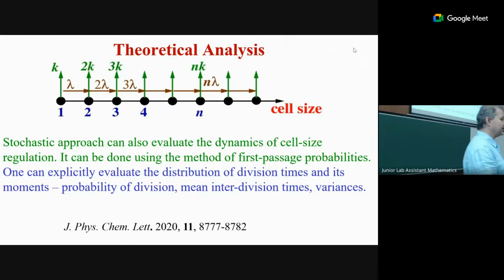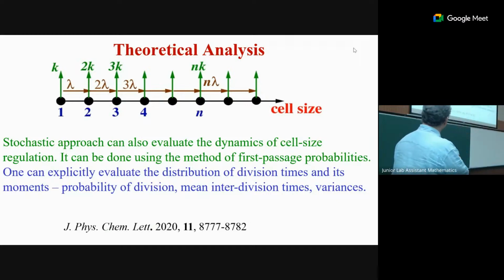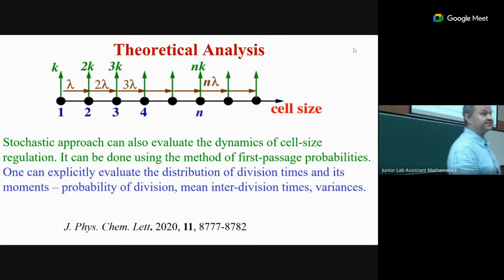By the way, people believe that cancer cells, for example, do not follow this adder principle. But cancer cells are too heterogeneous. There are too many different types, but there are observations that they do not follow the simple picture.